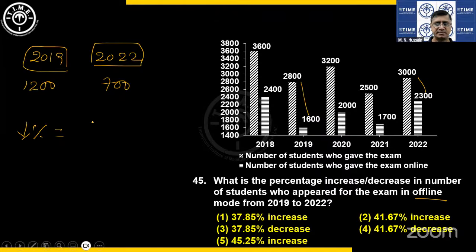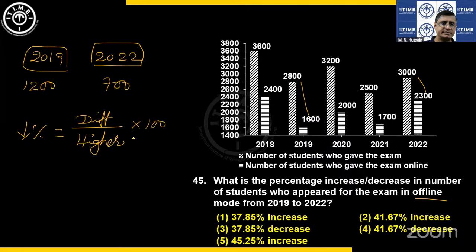Decrease percentage means difference by higher value into 100. Now simplify this. What is the difference? 700 and 1200, difference is equal to 500. Higher value here, 1200 into 100. Solve this. Now the cancellation. 0 and 0 get cancelled. What is the result? 5 by 12.